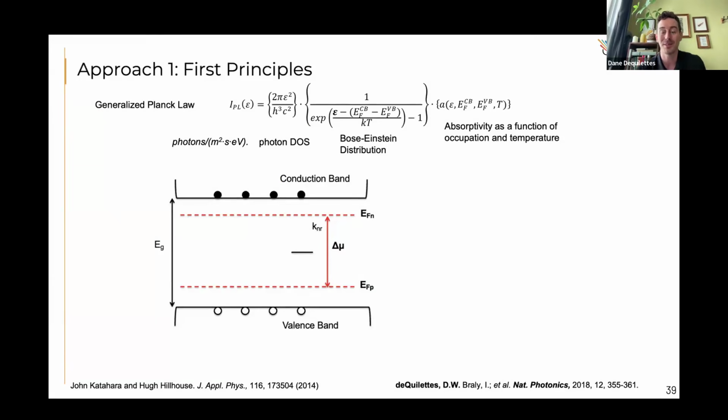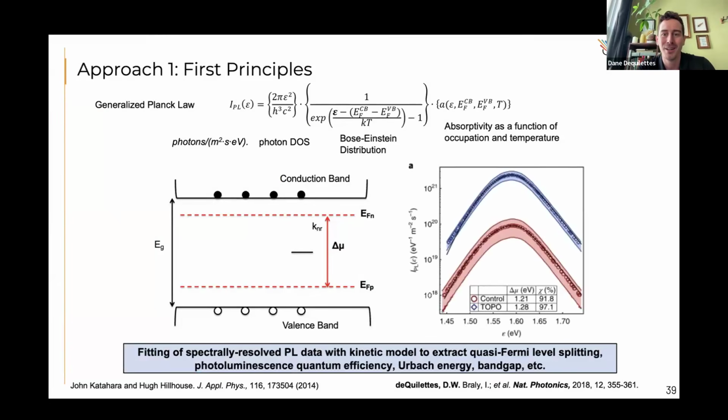So I think maybe some people are familiar with analyzing photoluminescence spectra, but this is some work that I'll point to where you can fit a full photoluminescence spectra by using the generalized Planck law. And these are the different components of it. One of the main things that I'll highlight is you can understand a lot about the band edge behavior, the absorptivity function, from analyzing a full PL spectra. So things such as Urbach energy and disorder, as well as band gap fluctuations.